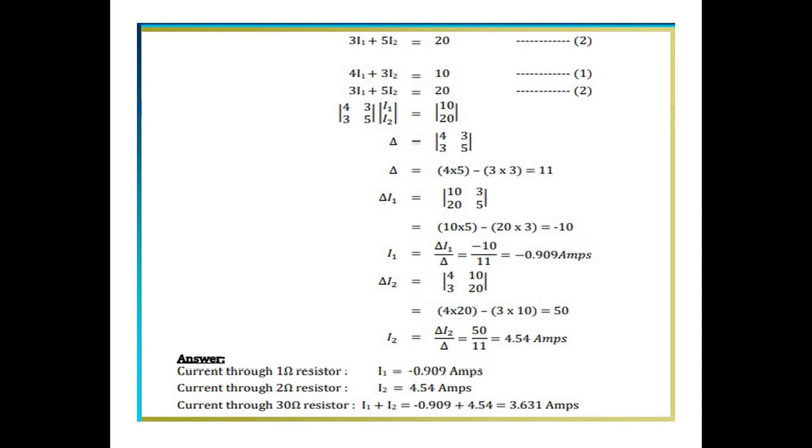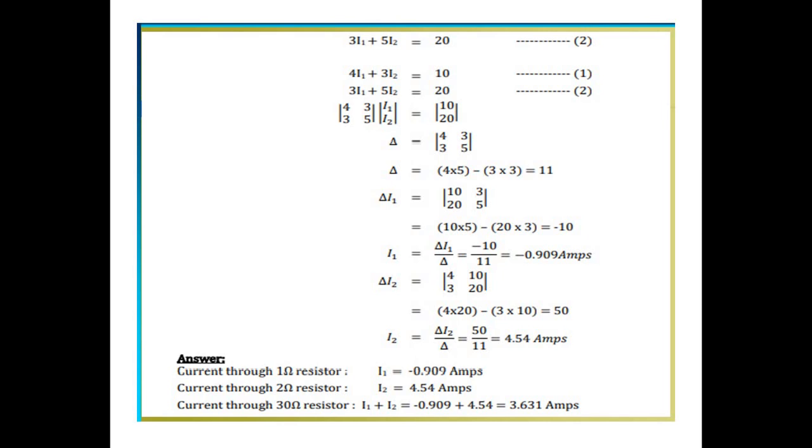Then delta value is equal to 11, and del I1 is equal to minus 10. Then I1 is equal to del I1 divided by del, which is minus 0.909 amps. And I2 is equal to del I2 divided by del, where del I2 is 50, that means 4.54 amps.